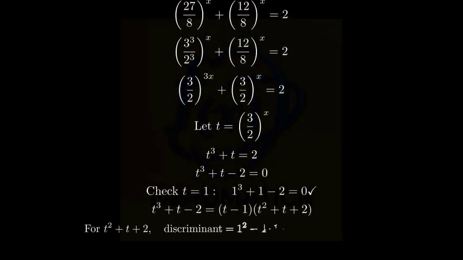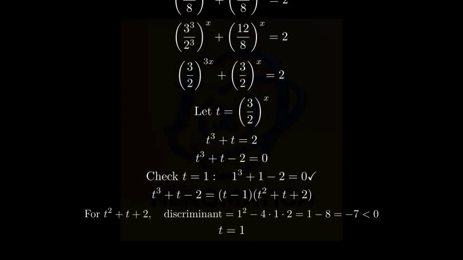Since t equals 1 is a solution, and the quadratic factor t squared plus t plus 2 has no real roots, we can verify this by checking that its discriminant is negative. t equals 1 is our only real solution. So we have t equals 1.